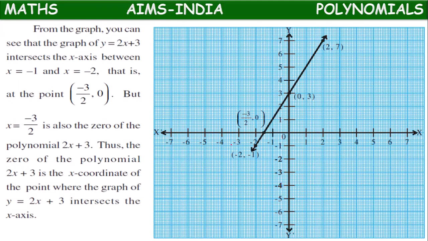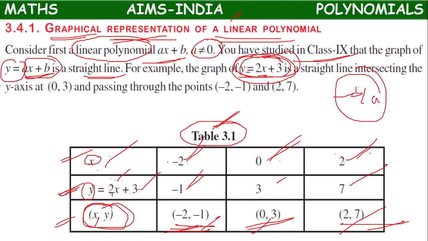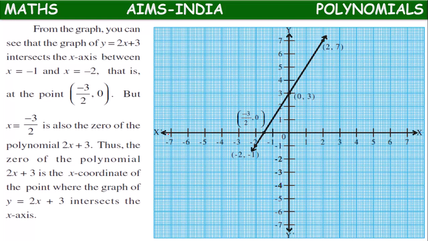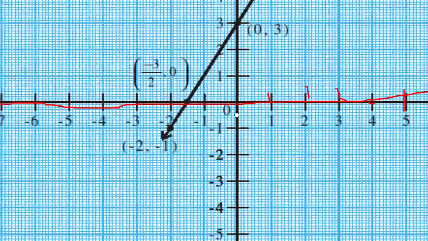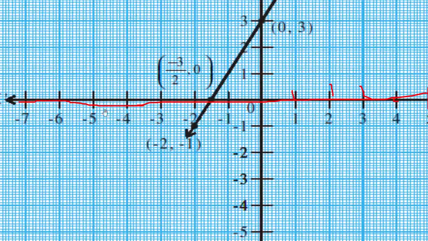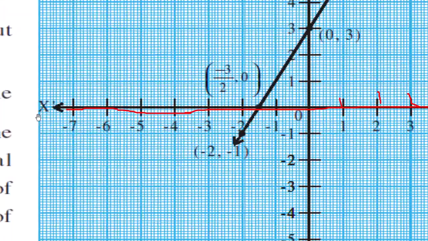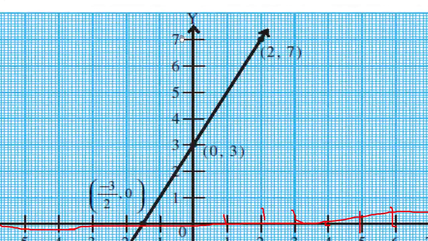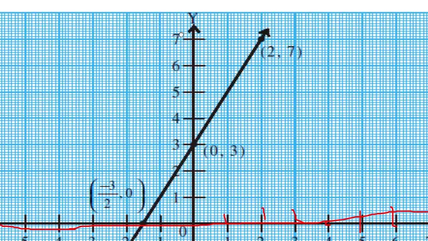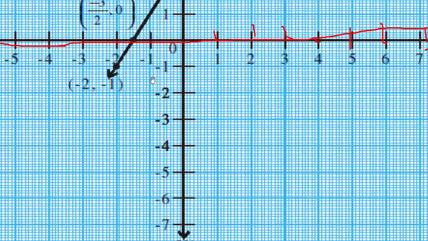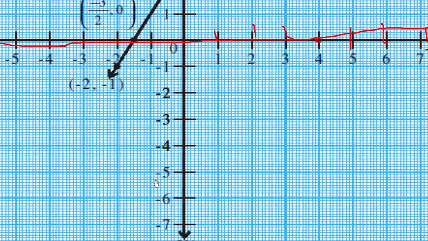So y equal to 2x plus 3, minus 2, minus 1. On the graph, you will have the x-axis with positive values 1, 2, 3, 4, 5, 6, 7, and negative values minus 1, minus 2, minus 3, minus 4, minus 5, minus 6, minus 7. The positive y-axis goes upside, 1, 2, 3, 4, up to 7, and the negative y-axis goes downside, minus 1, minus 2, minus 3, minus 4, like that.